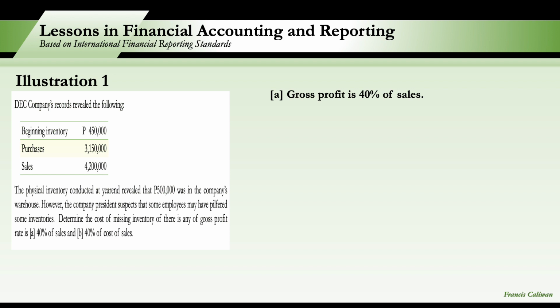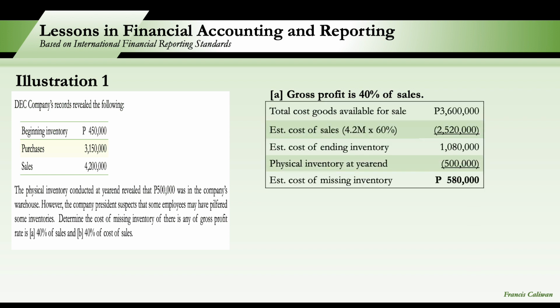So again, we will start with our total cost of goods available for sale. That is 450,000 plus 3,150,000, a total of 3,600,000. And from that, we deduct our estimated cost of sales, again 60% of sales. So 4.2 million times 60% is 2,520,000. And 3,600,000 less 2,520,000. Therefore, our estimated cost of ending inventory is 1,080,000.